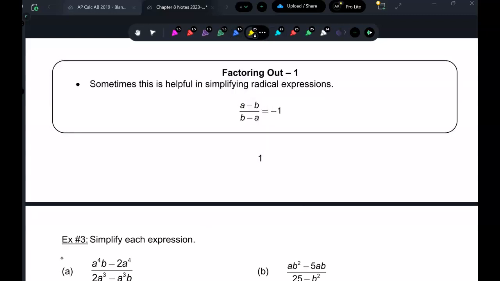Okay, factoring out a -1. If we have a subtraction of 2 values and then we switch it in the denominator, that's always going to give us -1. I'll give you an example. Let's just take 2 numbers and subtract them. If I have 5 minus 3, and if I put 3 minus 5 on the bottom, is it 1? -1, right? Because we get 2 over -2. So if they're flipped around with subtraction, then it's going to be a -1.